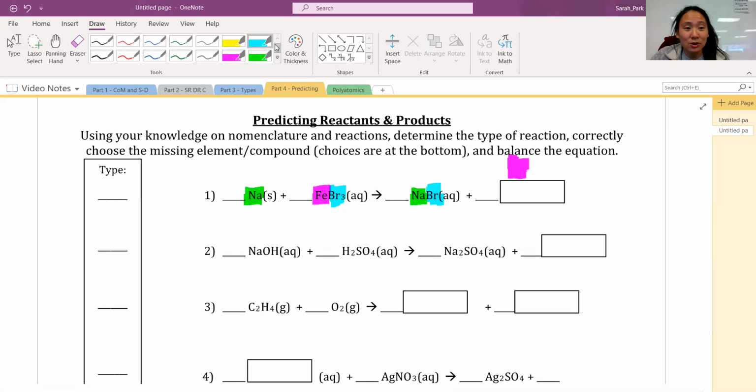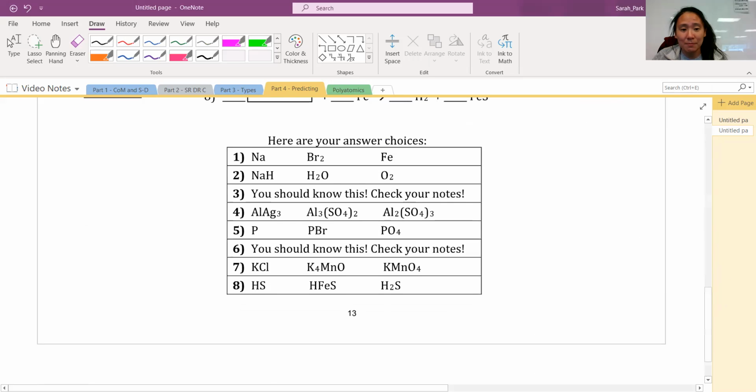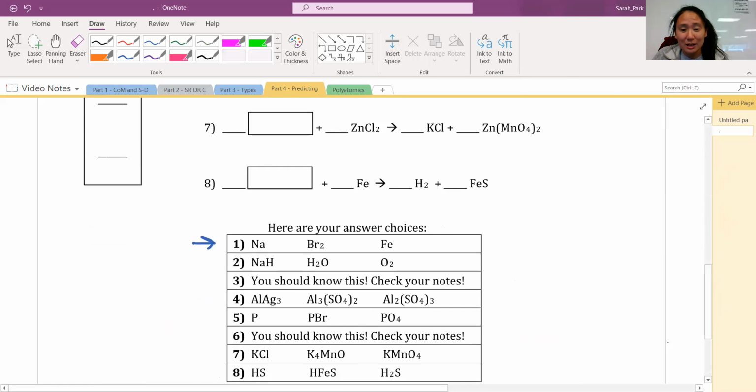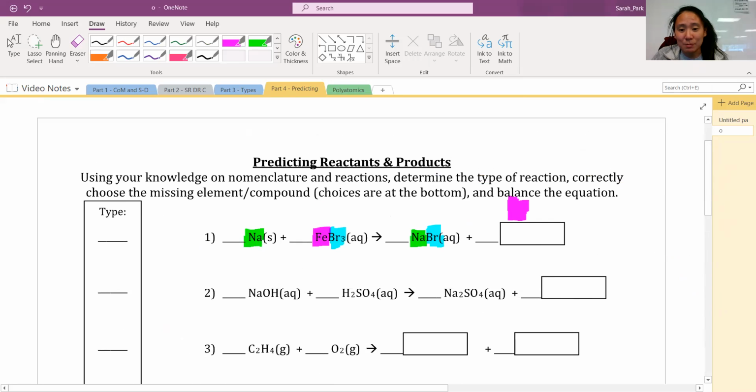A sodium. So you're going to look at your answer choices. So you're going to have answer choices. So down here, right, question number 1, which one makes the most amount of sense? Which one did we say we were missing? We are missing the pink one, which is iron. So iron is the correct choice. So I would put iron here, okay?